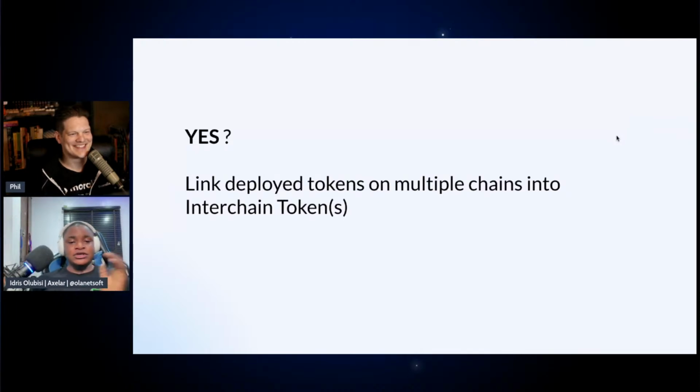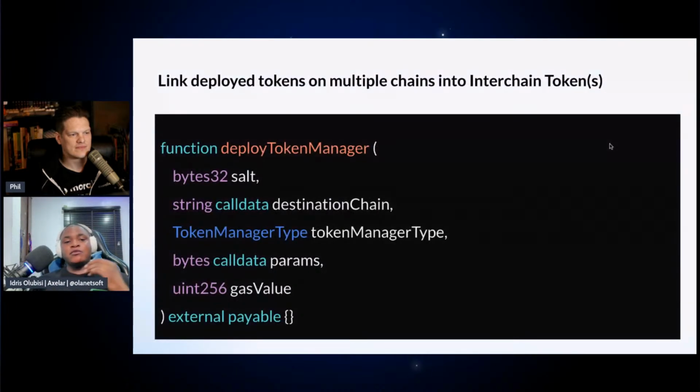So the first one is yes, you can link, which is linking deployed tokens on multiple chains into an interchain token. And then what you need to do to link this is to also deploy a token manager. So what you're doing here is to deploy first. Of course, you need to have your token on multiple chains. And then the second thing you need to do is to deploy a mint-burn token manager type on the first chain, like the source chain. And you specify the source, you specify the destination chain, you specify the token manager type. In this case, it is the mint-burn type. And then you also add your params, which includes the minter, the signer address, and also the salt, right? And finally, you pass in the gas value. So this is what you need to deploy.